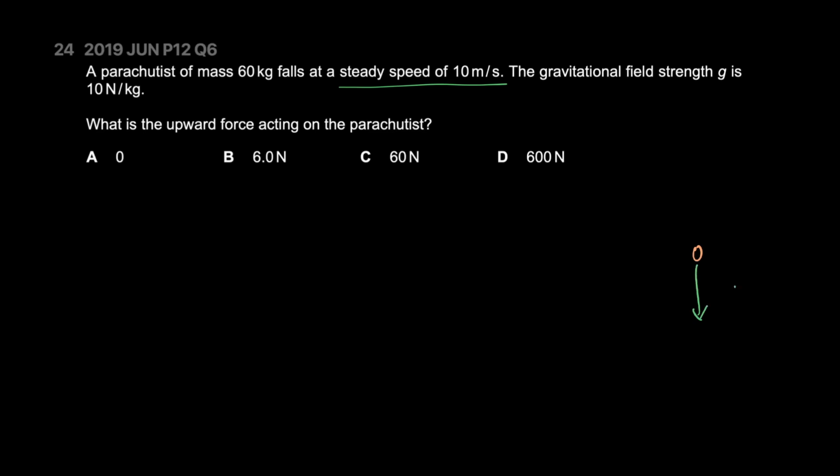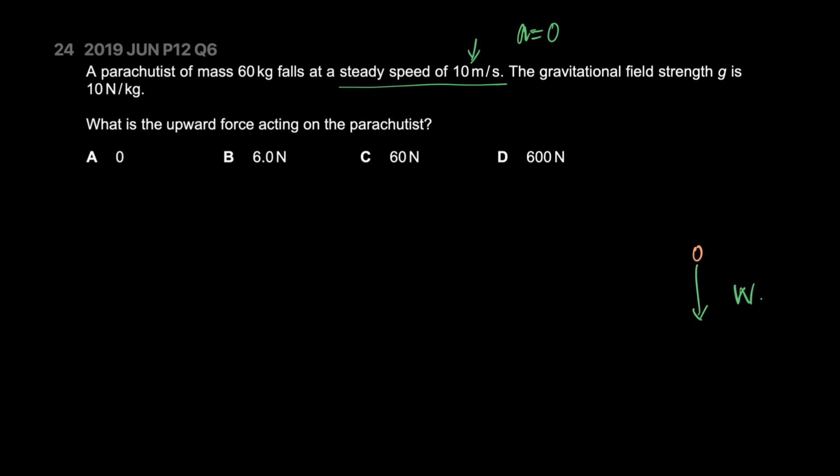He has a weight which is pulling him down. He is not accelerating, meaning the weight has no net effect. Why? Well, the parachute is preventing him from falling fast. He's moving at a constant 10 meters per second. In other words, the acceleration for my guy is 0. There's no acceleration, meaning whatever this force, the weight, is being countered by the parachute, right?